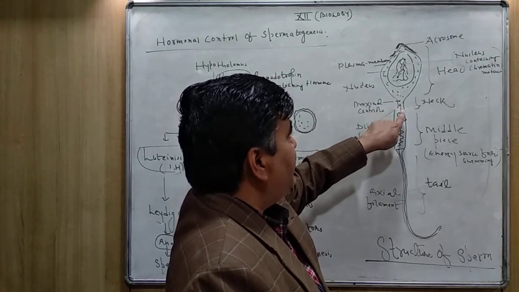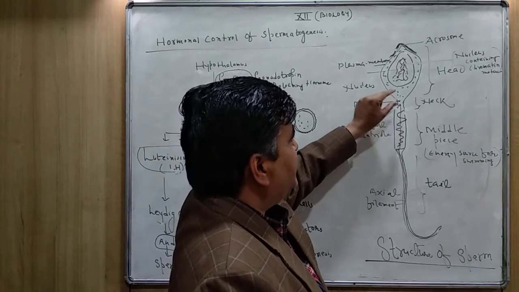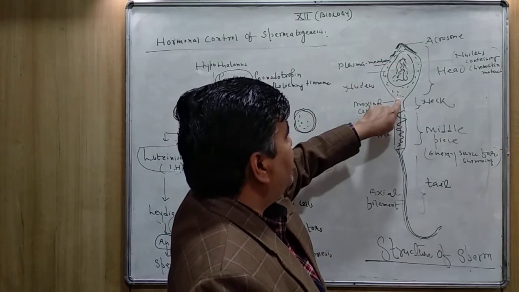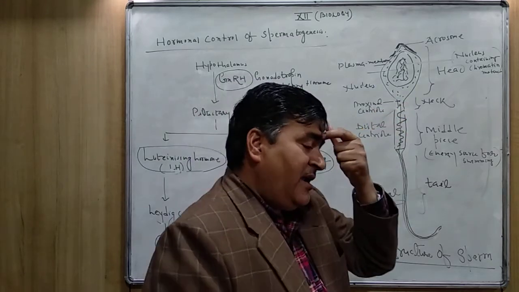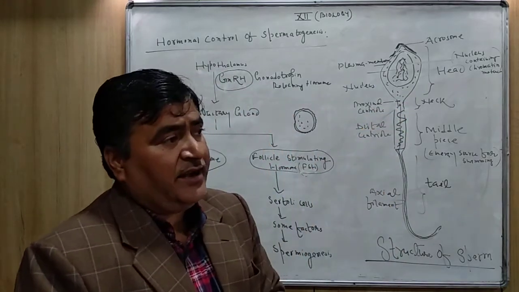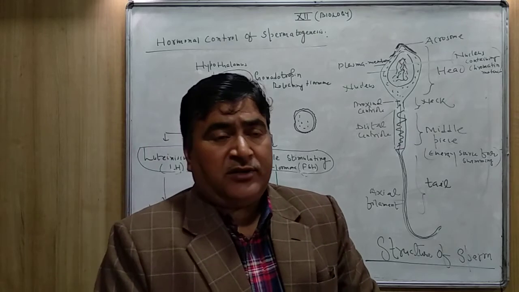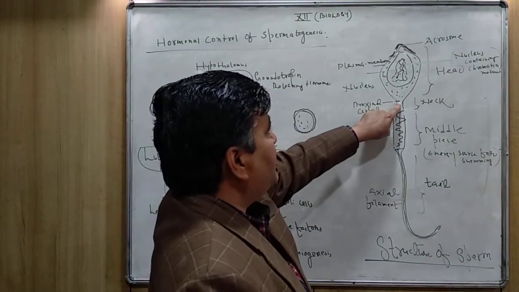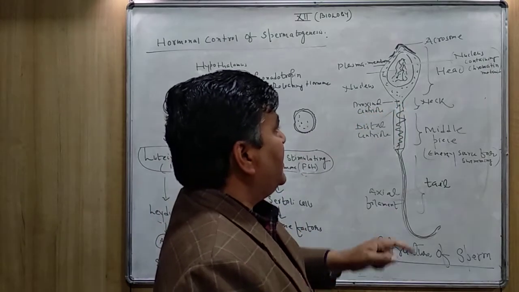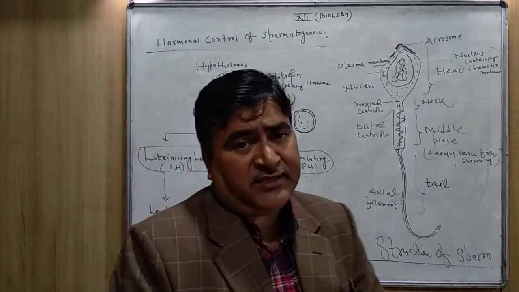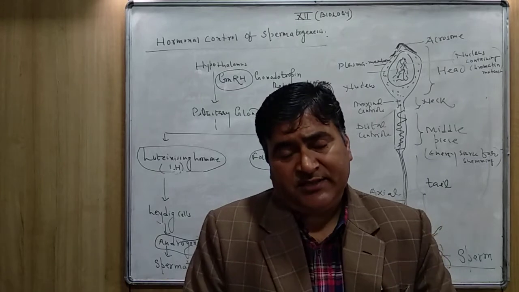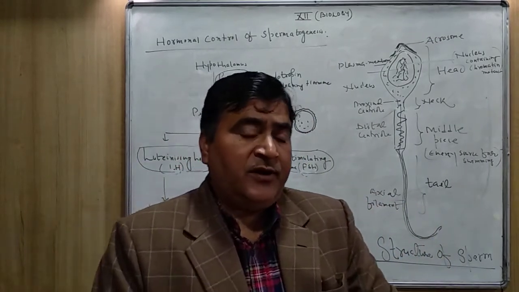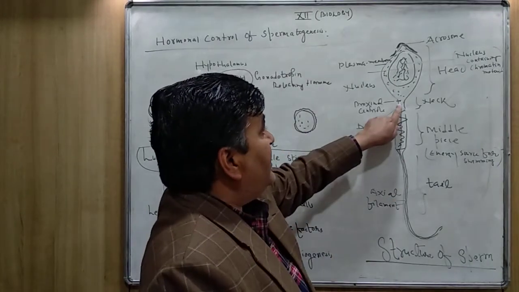The neck region: the head is followed by the neck region. The neck lies in between the head and the middle piece. It is a very small part. This is the neck, and the neck region contains two centrioles. It has two centrioles, the proximal centriole and one more, the distal centriole. These labelings are not given in your NCERT book, but these two centrioles are found in the neck region.